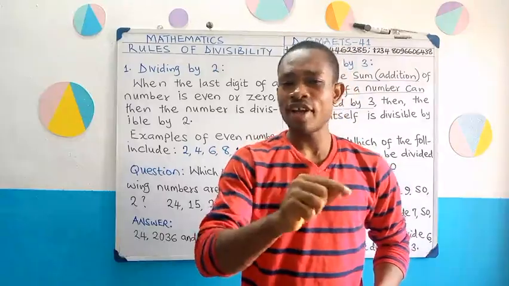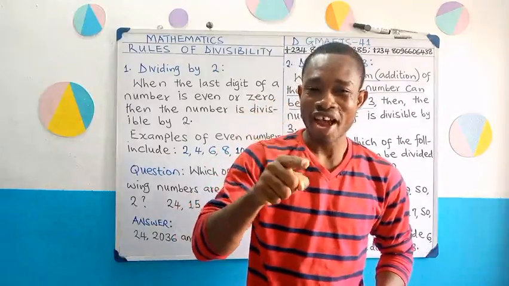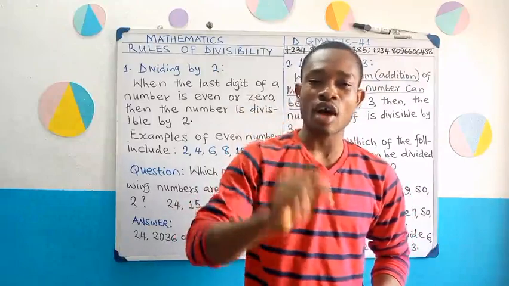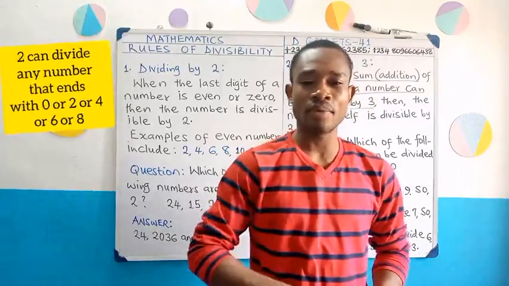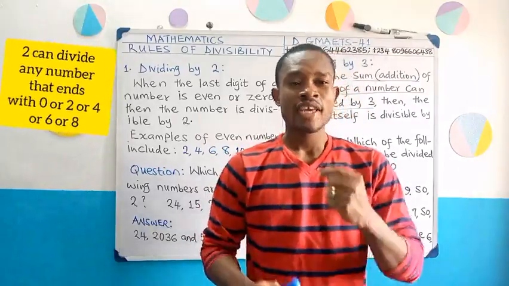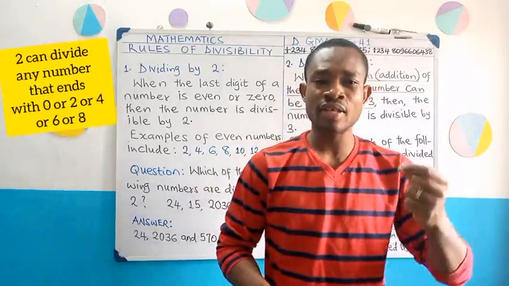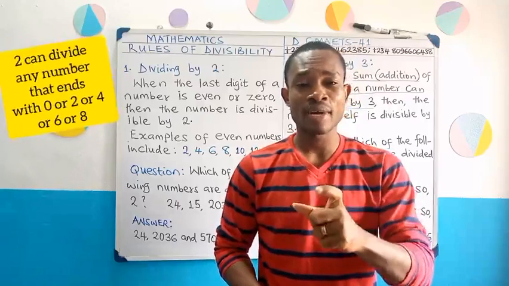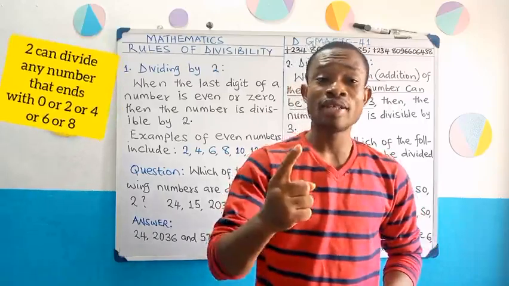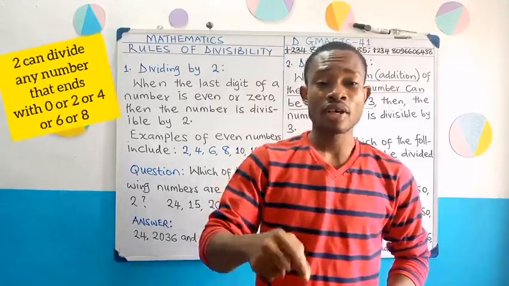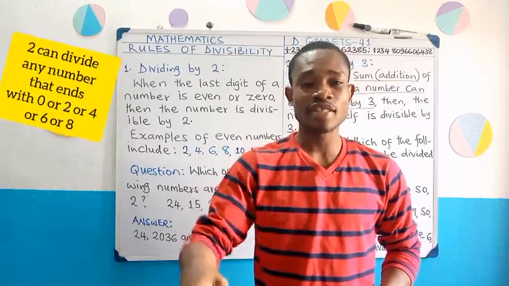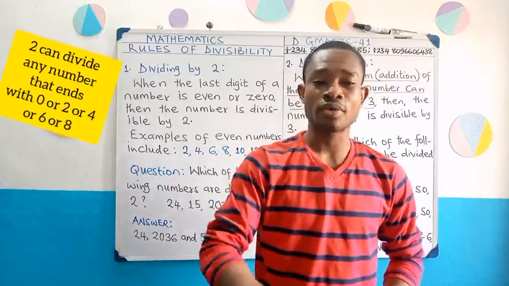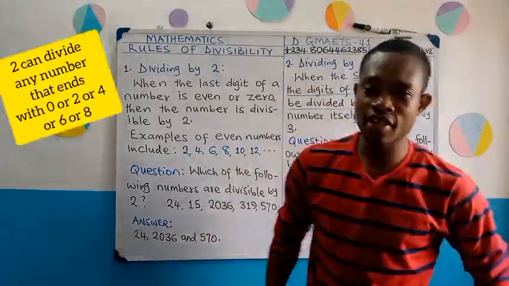A number can be divided by 2 if, I want to give you the condition now, so you pay attention, the last digit of the number is an even number, or the last digit of the number is 0. So you see, there are two conditions there for you to know that a number can be divided by 2. Condition number 1, the number ends with an even number, that is, the last digit of the number is an even number. Or the last digit of the number is 0. Then it means that 2 can divide that number.